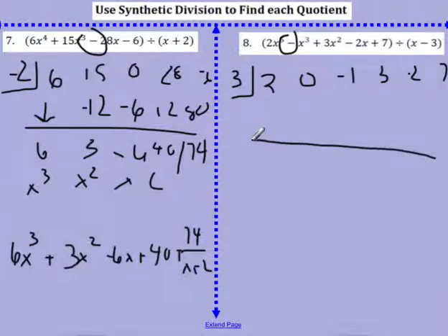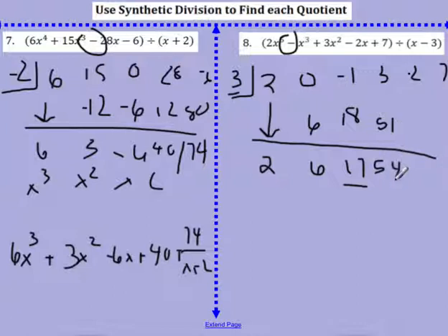So if you ever skip an exponent, you need to put a 0 in for its place. So we're going to take the 2 and drop it down. 2 times 3 is 6. 0 plus 6 is 6. 6 times 3 is 18. Negative 1 plus 18 is 17. Then 17 times 3 is 51. 3 plus 51 is 54. 54 times 3 is 162. Subtract 2, you get 160.